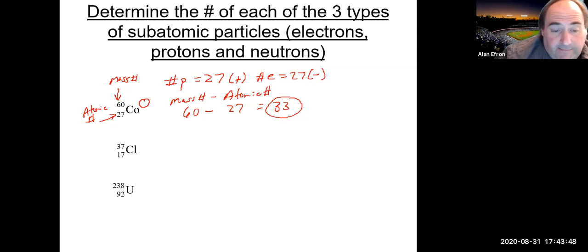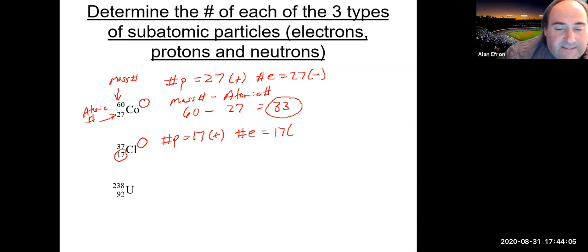All right, looking at the next one here, same approach. Bottom numbers are atomic number. We do not see any charge, so that tells us that the number of protons for sure is 17. Again, because we don't have any charges, the number of electrons should balance that out with 17 as well. Again, 17 positives, 17 negatives, no charge overall.